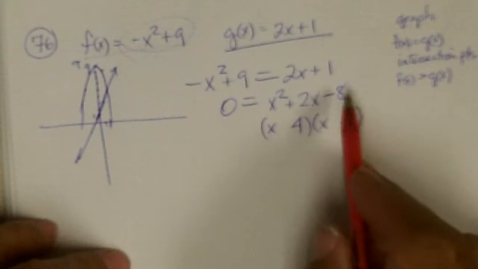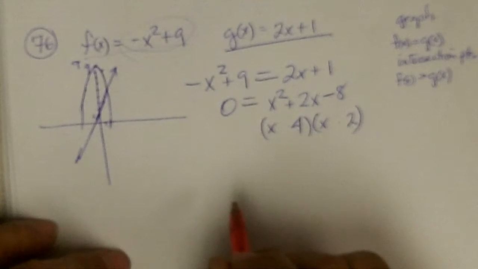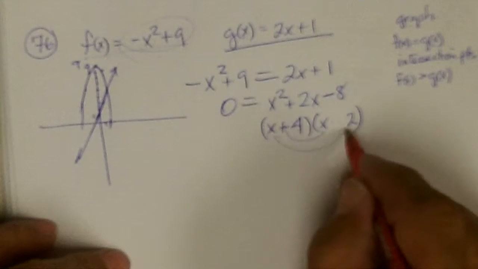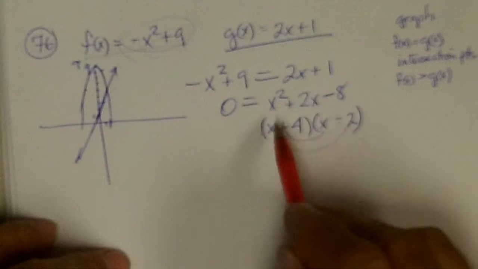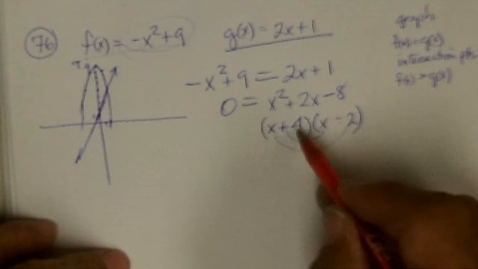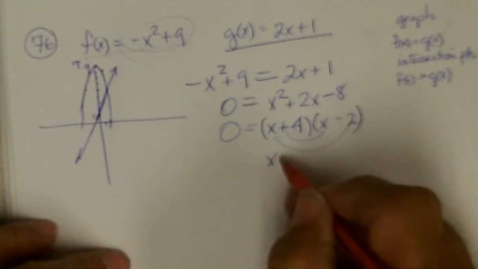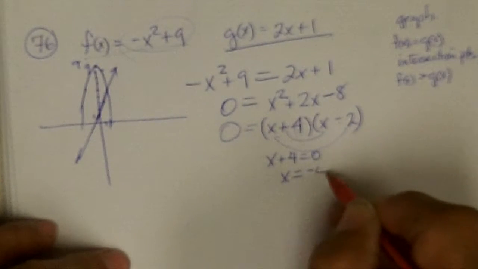And if I want a plus 2 and I need to subtract, one of these has got to be negative. So I think I'm going to go plus 4x minus 2x. So I get x squared minus 2x plus 4x is plus 2x minus 8. So if I solve this, I get x plus 4 equals 0 and x equals negative 4.